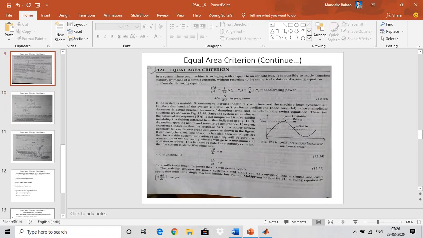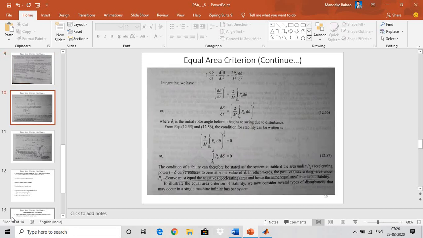As the name suggests, equal area criteria means two areas should be equal. Which two areas? If we go through the derivation of the equal area criteria, at the end we get the integration from delta 0 to delta of Pa d delta equal to 0, then your system is stable. The two areas are the area under the accelerating power, that is the area of acceleration, and the second one is the area of deceleration. When the area of acceleration is equal to the area of deceleration, your system remains stable, and that's why this criteria is called the equal area criteria.